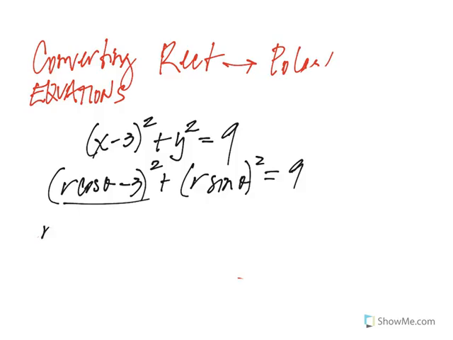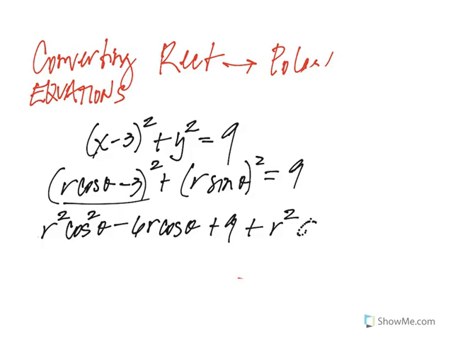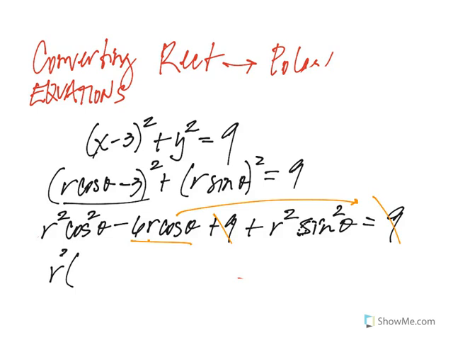Foil out this first term here. This gives me r squared cosine squared theta minus 6 r cosine theta plus 9 plus r squared sine squared theta is equal to 9. Let's see here. These 9s cancel. I think what I'll do is I'll move this to the other side, and I will factor out an r squared. So I hope you guys are with me.